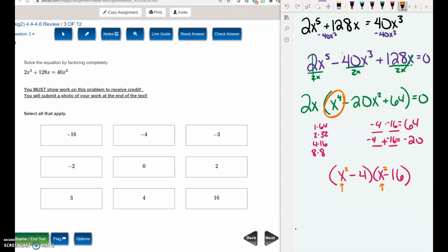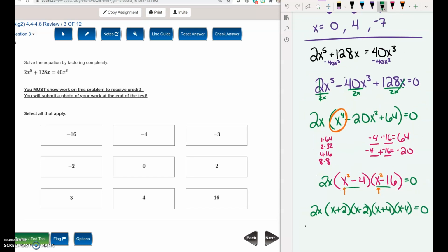Okay, we still have 2x in front of all of this, and it still is equal to 0. These are not fully factored. These are both difference of two squares. So we've got 2x in front, we've got x plus 2, x minus 2, and we've got x plus 4, x minus 4. All of that equals 0. So I'm going to highlight this to help you. The x squared minus 4 factored into these two, and the x squared minus 16 factored into those two.